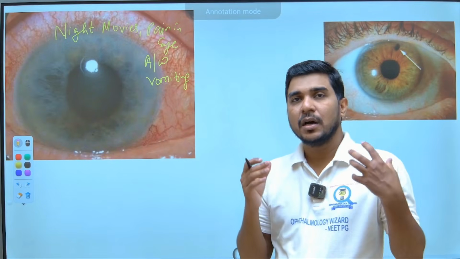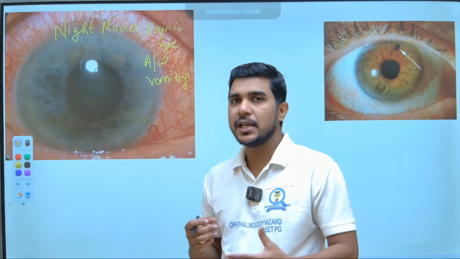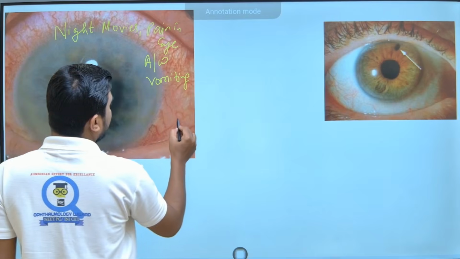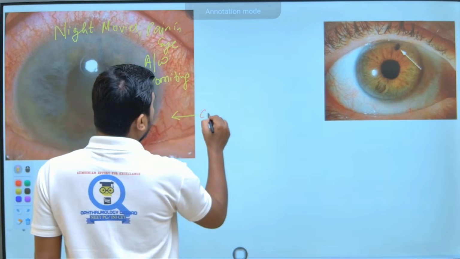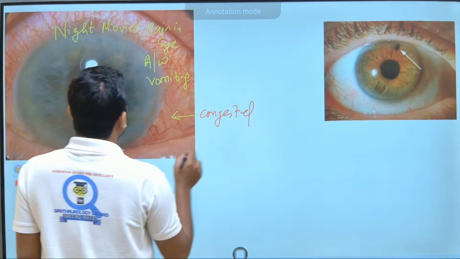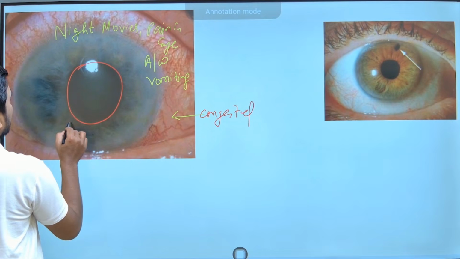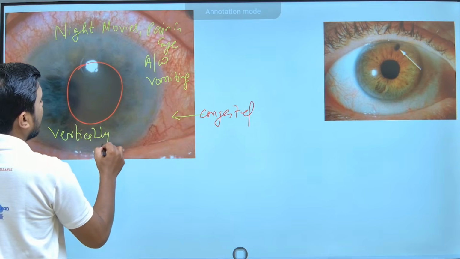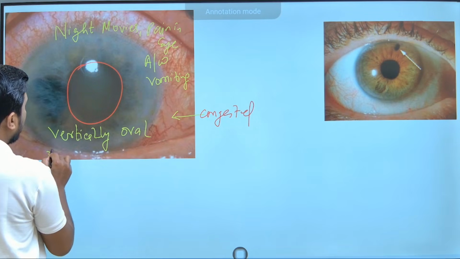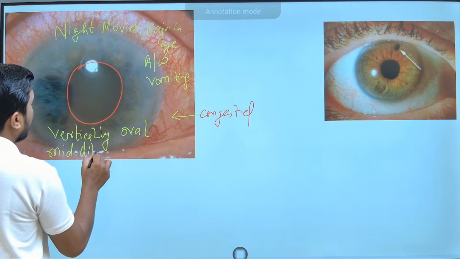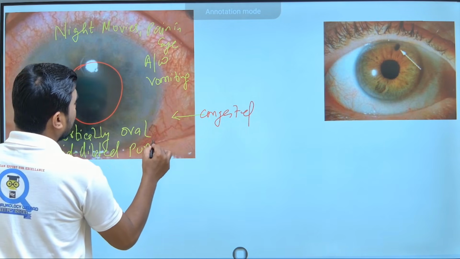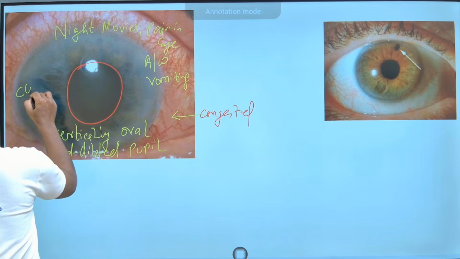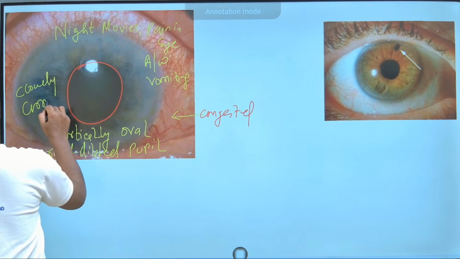So what is the diagnosis? What should be done in this case? Basically what you are seeing here is the congested conjunctiva. Second thing, what you are seeing here is a vertically oval mid-dilated pupil with some cloudiness of the cornea. This is a cloudy cornea, meaning there is a corneal edema.